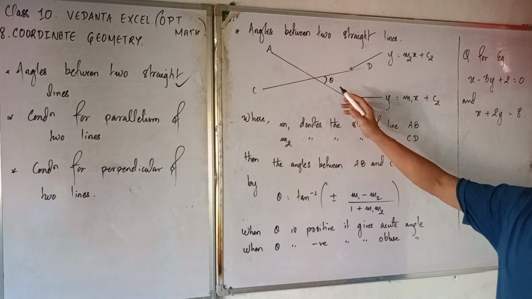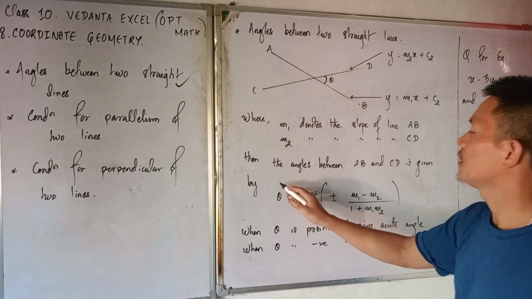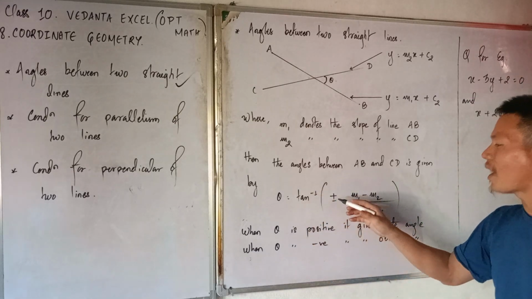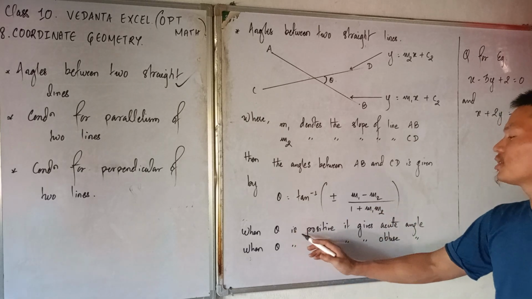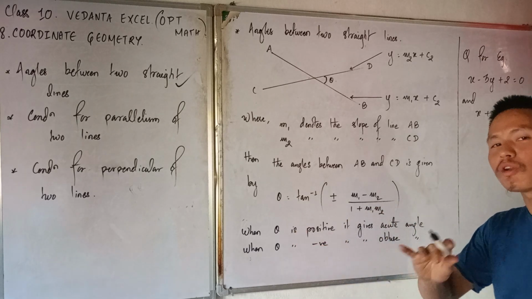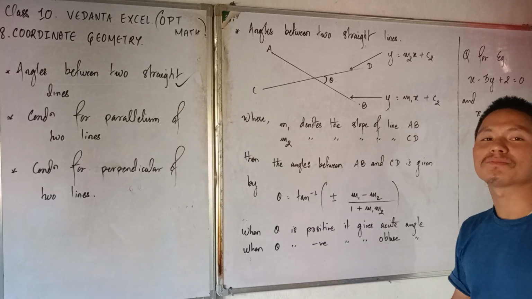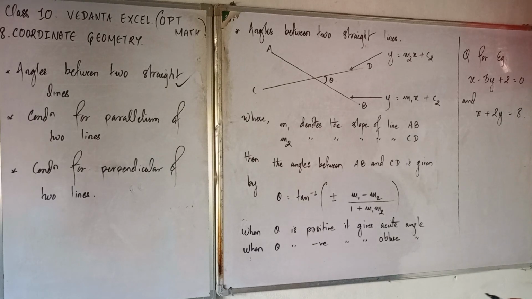So this is the formula to find the angle between two intersecting lines, okay? You have to remember this formula. While calculating this, when you need the acute angle, the tan theta must be positive, but when you need the obtuse angle, it must be negative. I'll try to show this with appropriate examples.